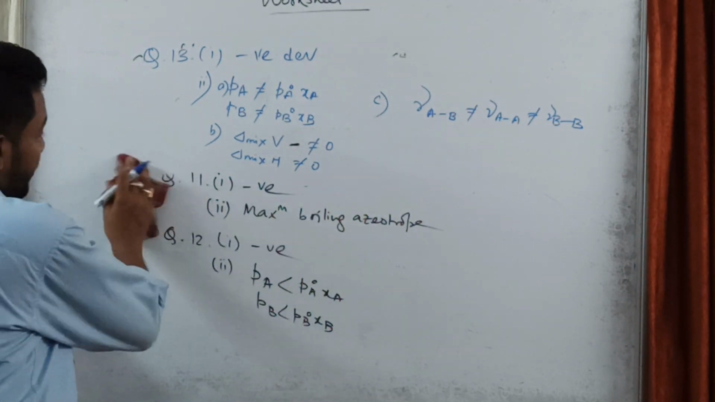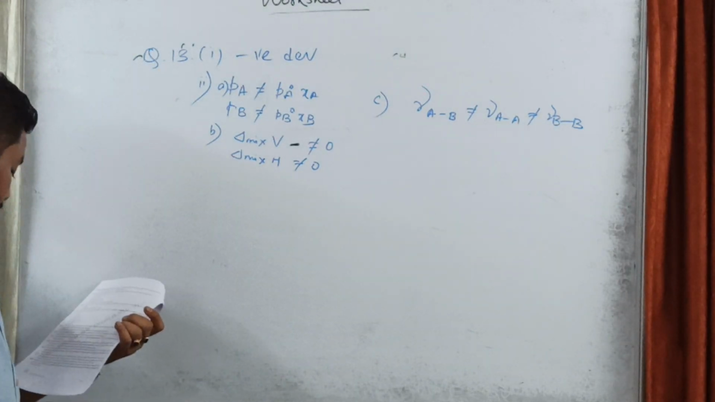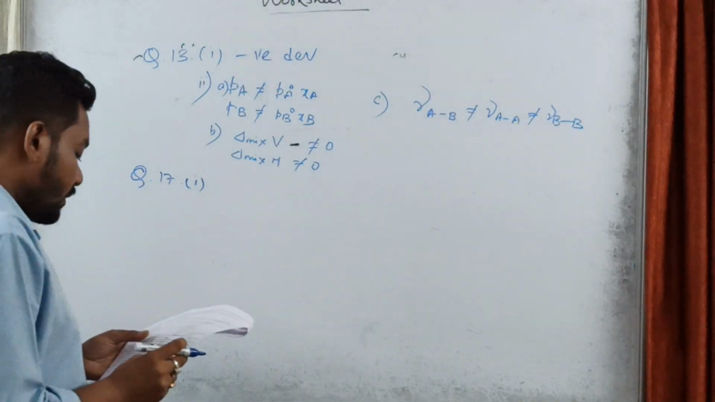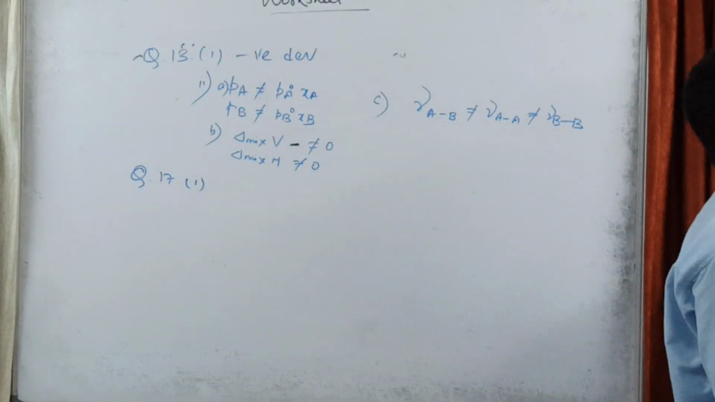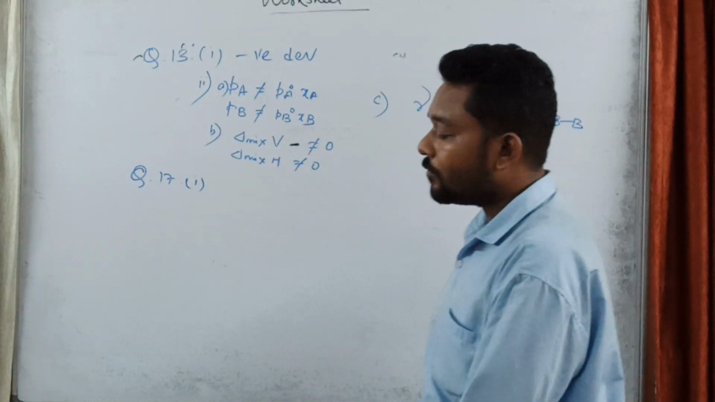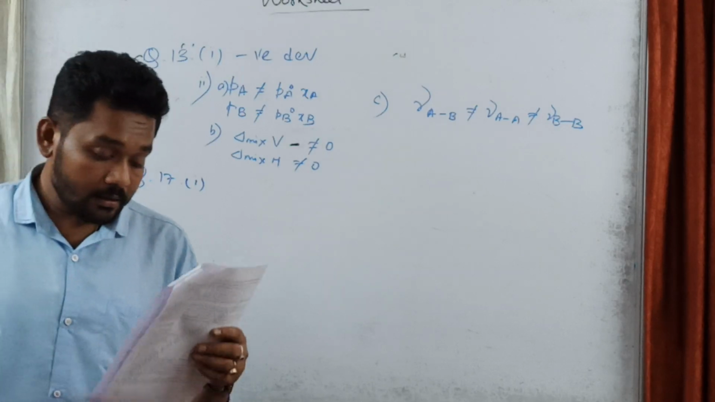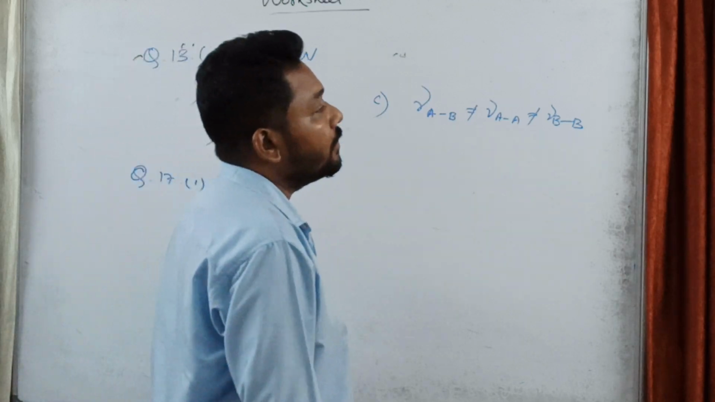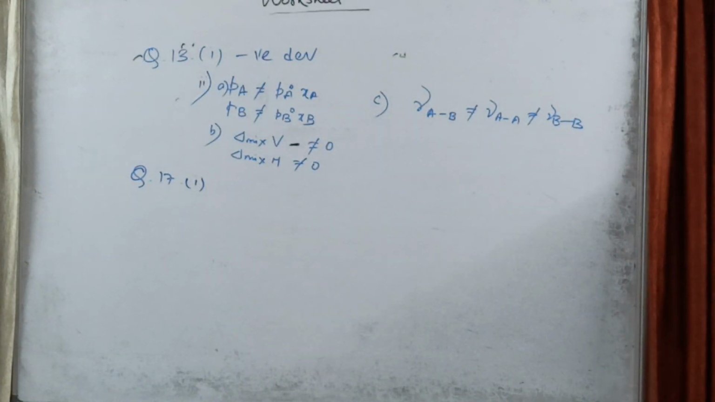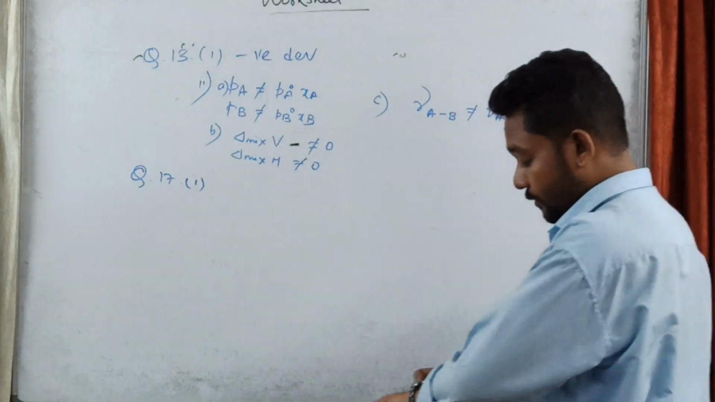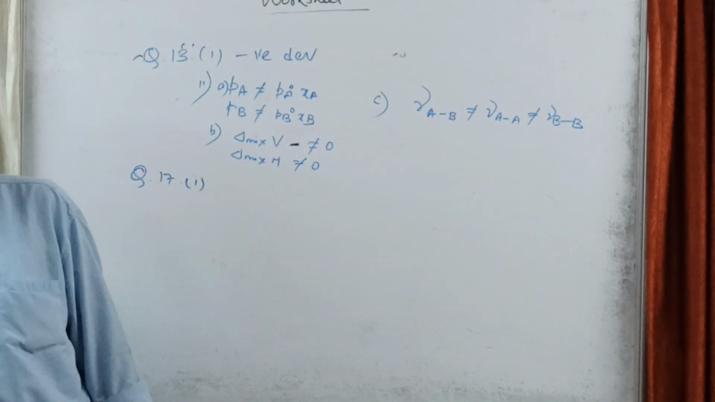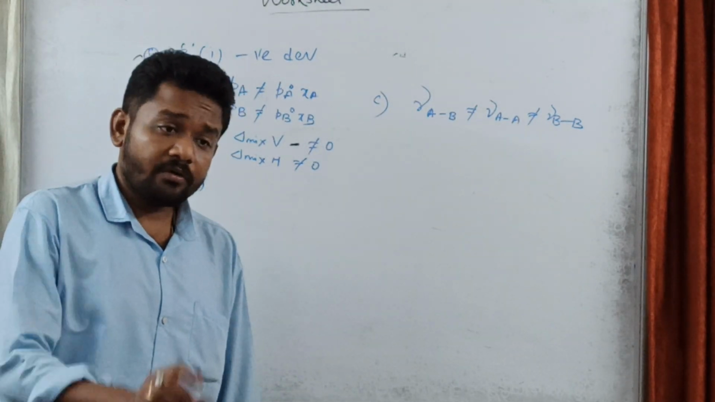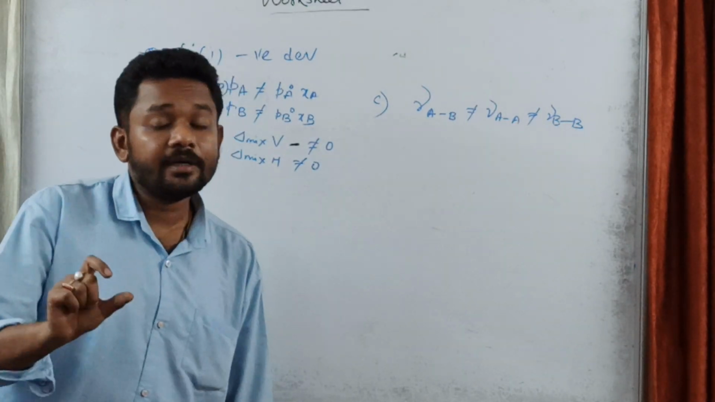So you can see, it's a very important thing. Question number 17.1, write down: on mixing liquid X and Y, volume of the resulting solution decreases, suggesting the negative deviation.